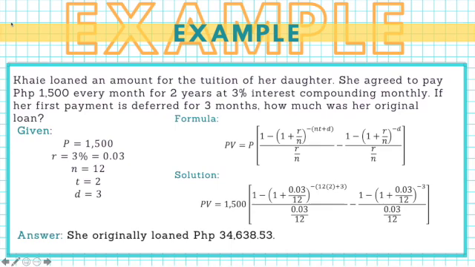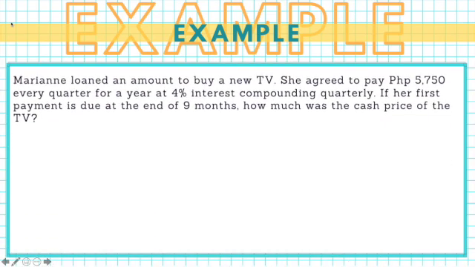Okay, let's have another example. Marian loaned an amount to buy a new TV. She agreed to pay 5,750 pesos every quarter for a year at 4% interest compounding quarterly. So if her first payment is due at the end of 9 months, how much was the cash price of the TV?